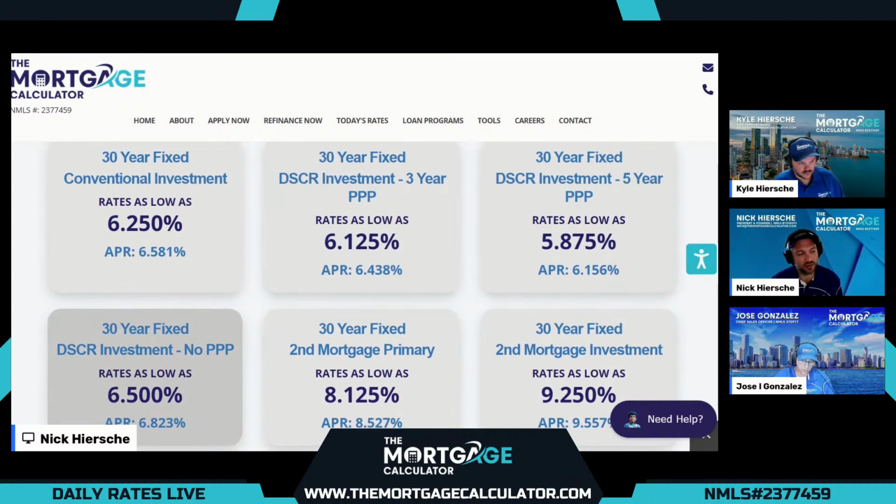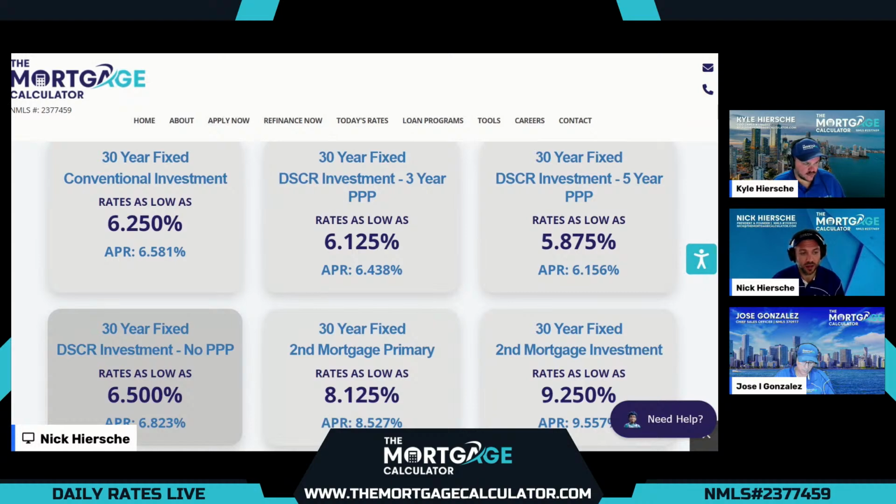Some states don't allow prepayment penalties, and some investors request no prepayment penalty. That's not a problem. Rates as low as 6.5, final APR 6.823, which is a touch above conventional for no prepay, which is typical. I would still say nearly 100% of investors would prefer this program, even at a higher cost.